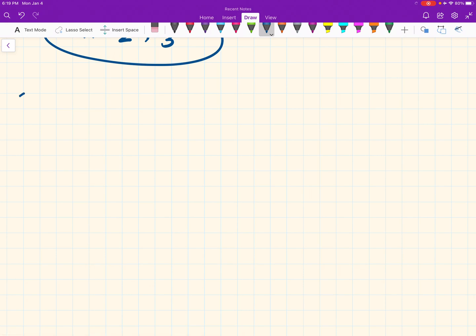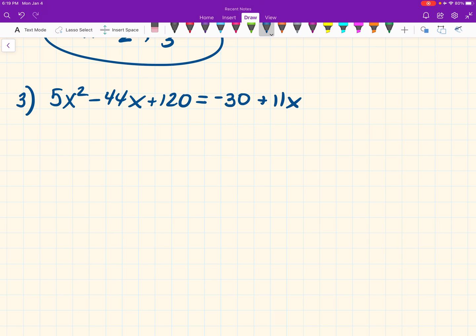Again, it's up to you how much you want to keep watching, but I'm going to do another example. 5x squared minus 44x plus 120 equals minus 30 plus 11x. This one's going to be a little bit more difficult. We have too much on the one side. I'm going to draw a line on this one. So I'm going to add 30 to both sides, making sure I line it up with like terms. 120 and 30 go together. And then I'm going to subtract 11x from both sides.